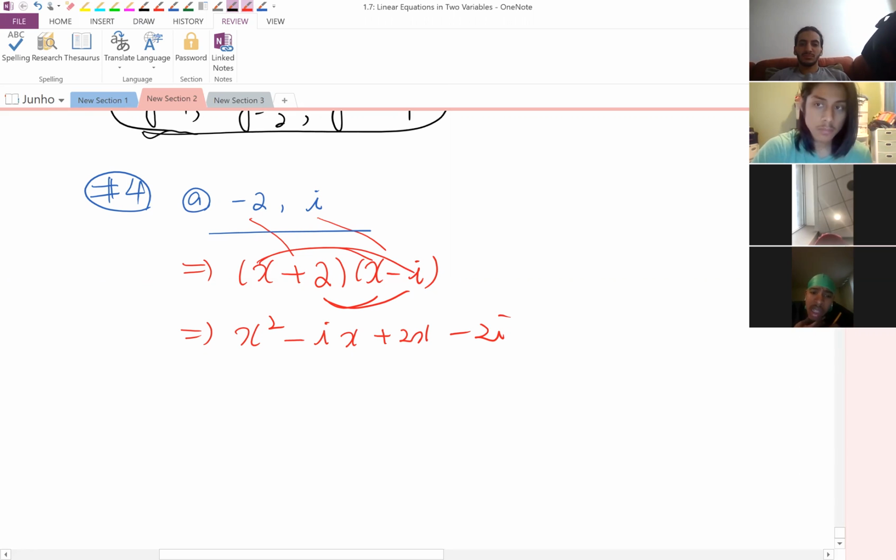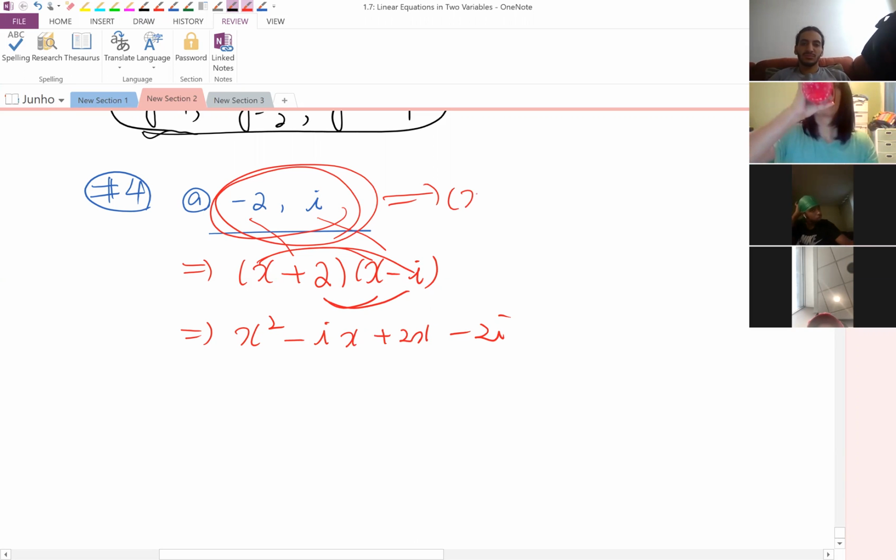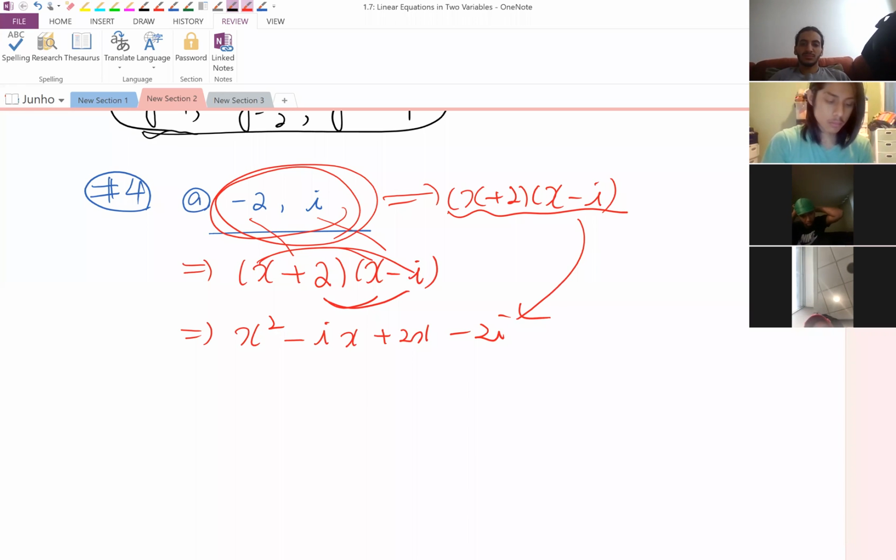Did it say x squared minus ix plus 2x minus 2i? Yes, because we are making this a factored form. So I found here x plus 2 and x minus i. After we expand it, we got this expression. Unfortunately, we have an i term there, so it's not possible. We need to get rid of the i term. So I need your help. Please find out how we can get rid of the i term from here.